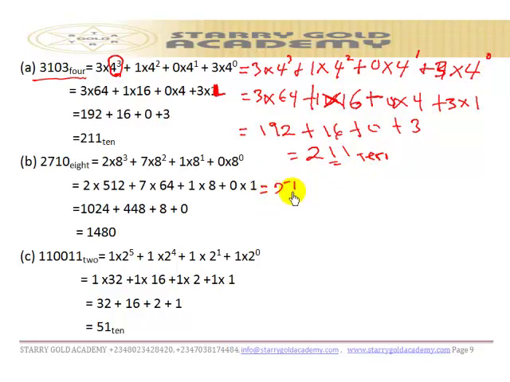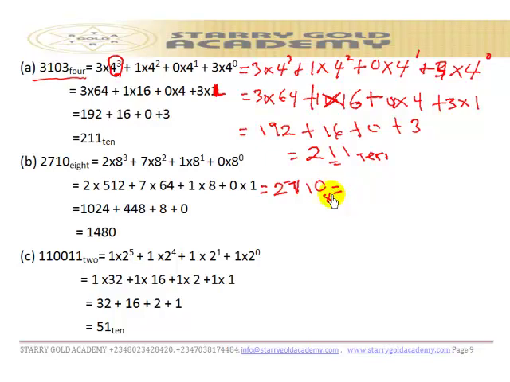2, 7, 1, 0 base 8. I can't say 2710 because it's not in base 10. I can only call it that way if it's in base 10. So because it's in base 8, I have to call it like 2, 7, 1, 0. So let's expand. The steps in converting to base 10 is expand, then simplify.